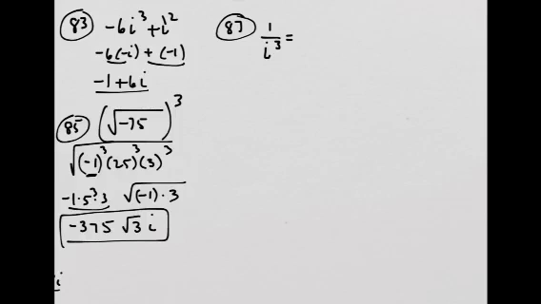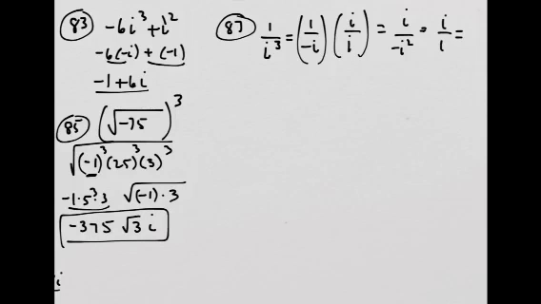So 87, i cubed, I know that is negative i, right? So now I'm going to multiply by the conjugate, which is plus i, conjugate of the denominator. So then I get i over negative i squared. Well, i squared is negative 1, and there's a negative in front of it, so it's a 1. So the answer is i.